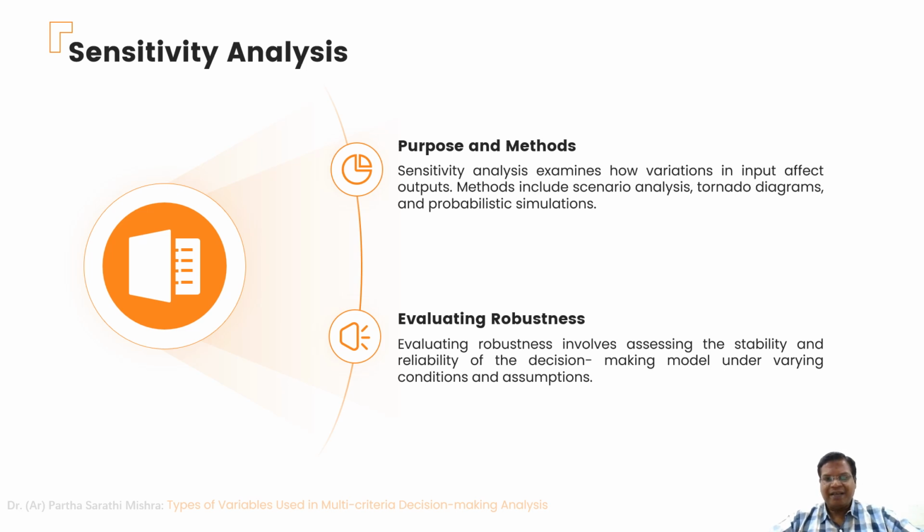Evaluating robustness involves assessing the stability and reliability of the decision making model under varying conditions and assumptions. Suppose one of the conditions is this: I am from Odisha, India. If my evaluation system is established in Odisha, can we use the same evaluation model for Karnataka or Maharashtra or Tamil Nadu or Punjab? If the evaluation model is applicable, then we can say we have achieved evaluation robustness.